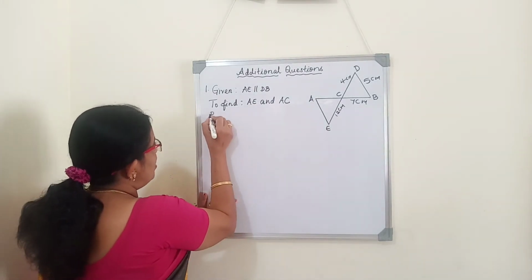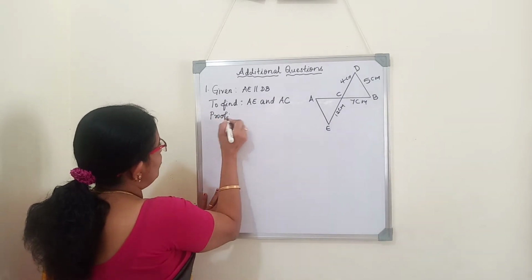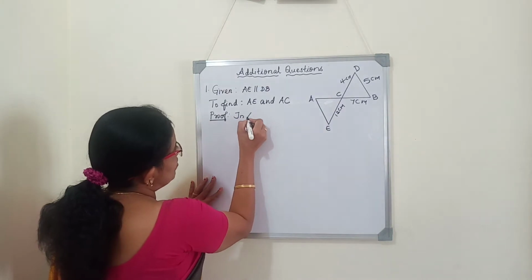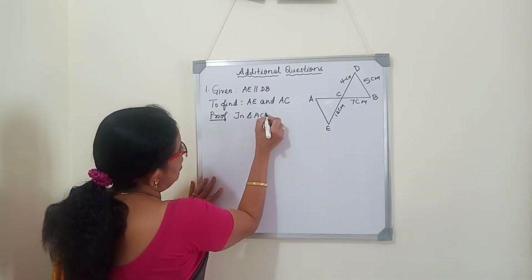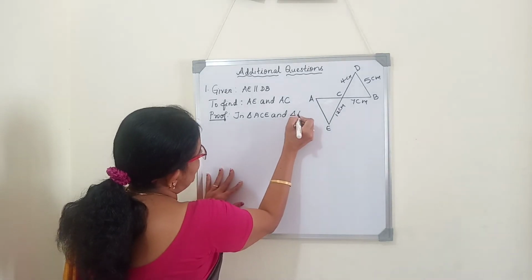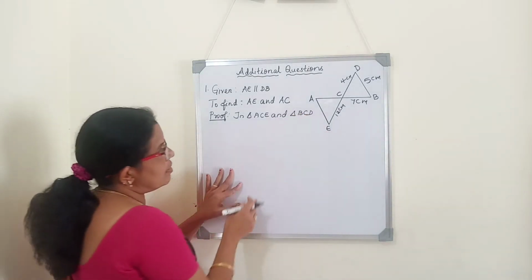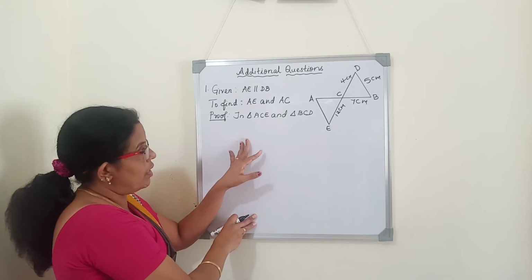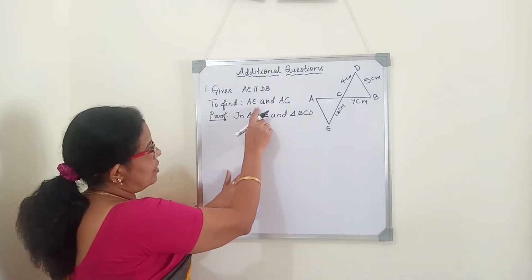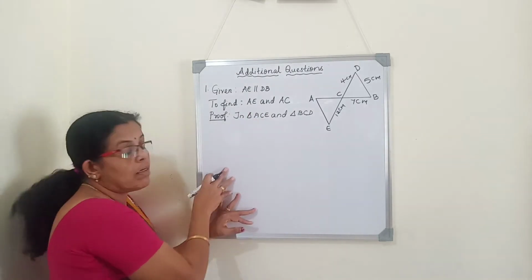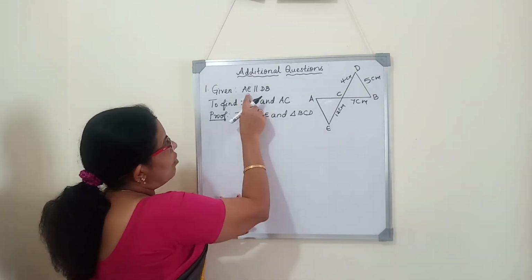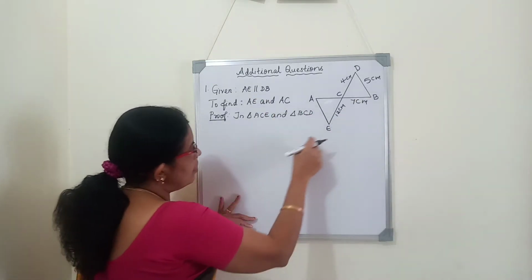So here, while starting the proof, first we have to consider the two triangles. In triangle ACE and triangle BCD, we have to prove that the triangles are similar by any one of the criteria, and then we have to write the ratio of the sides and find out the sides. Now, in triangle ACE and BCD, they already told AE parallel to DB.